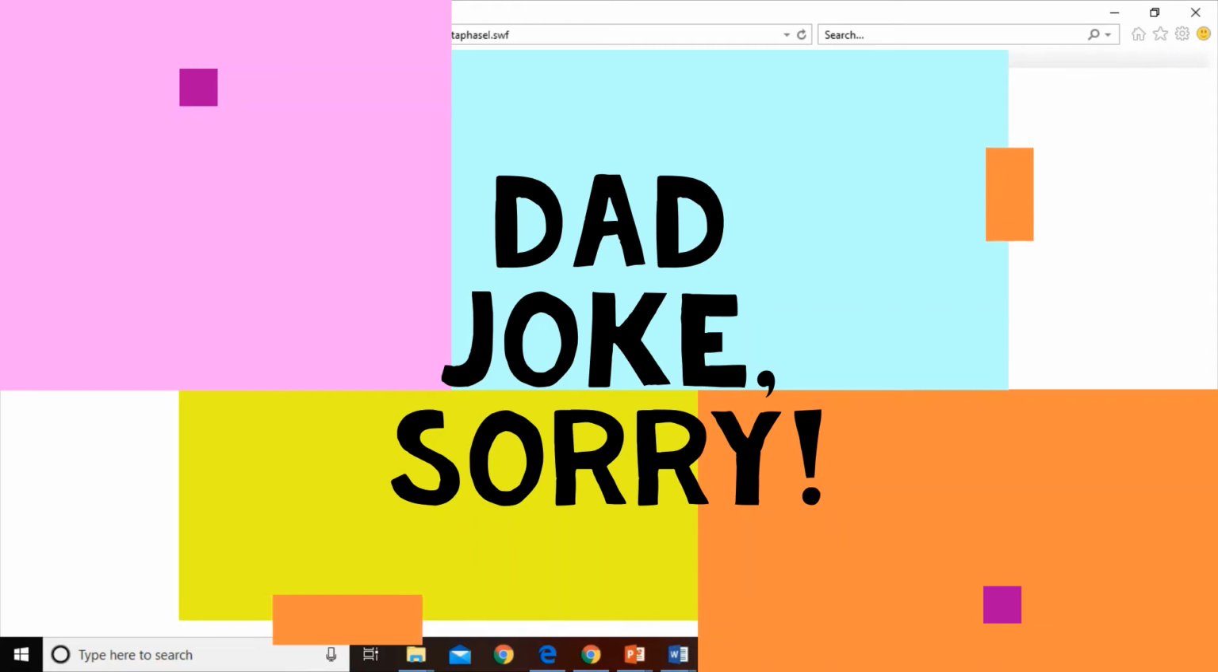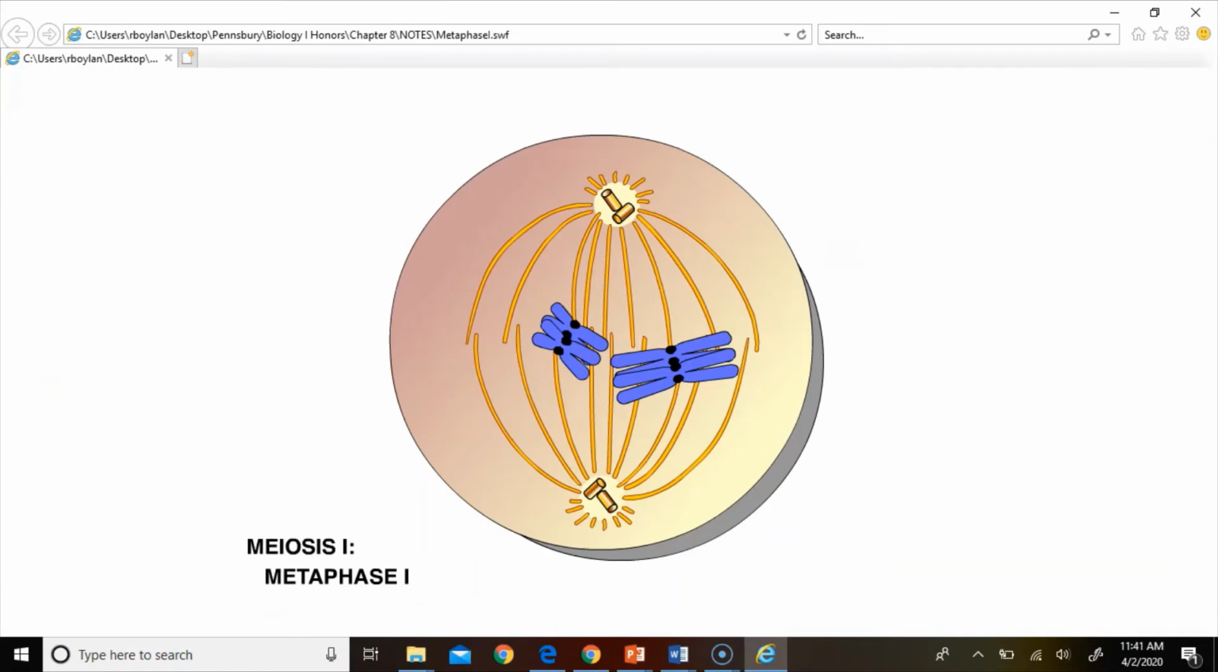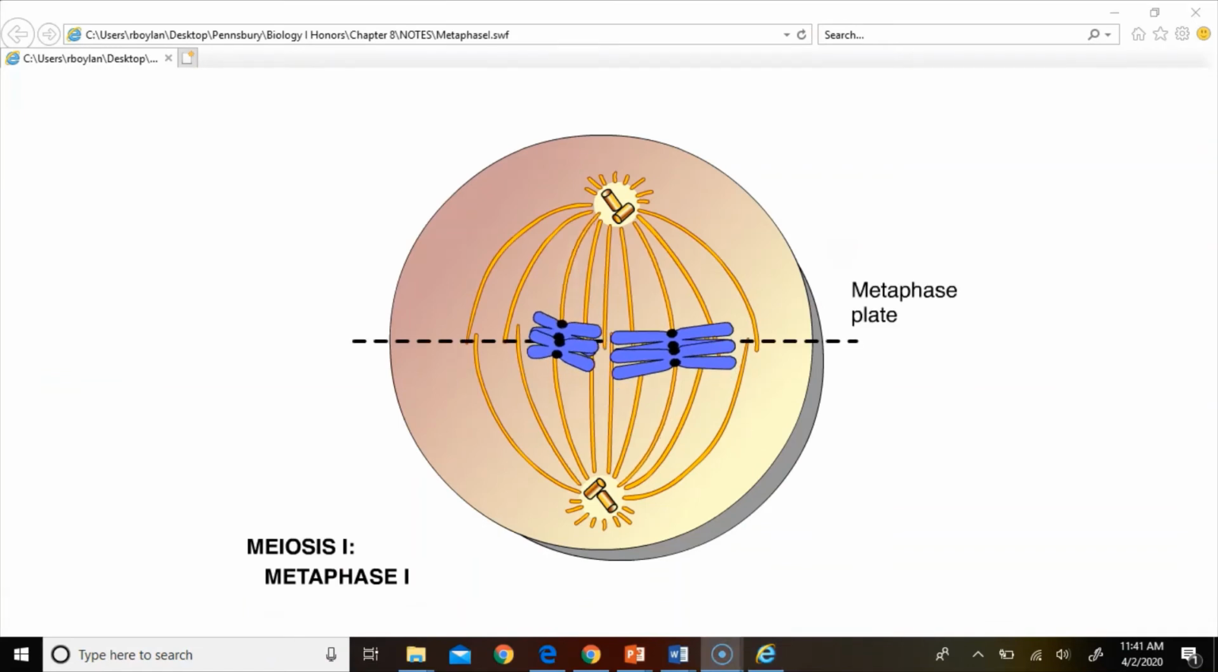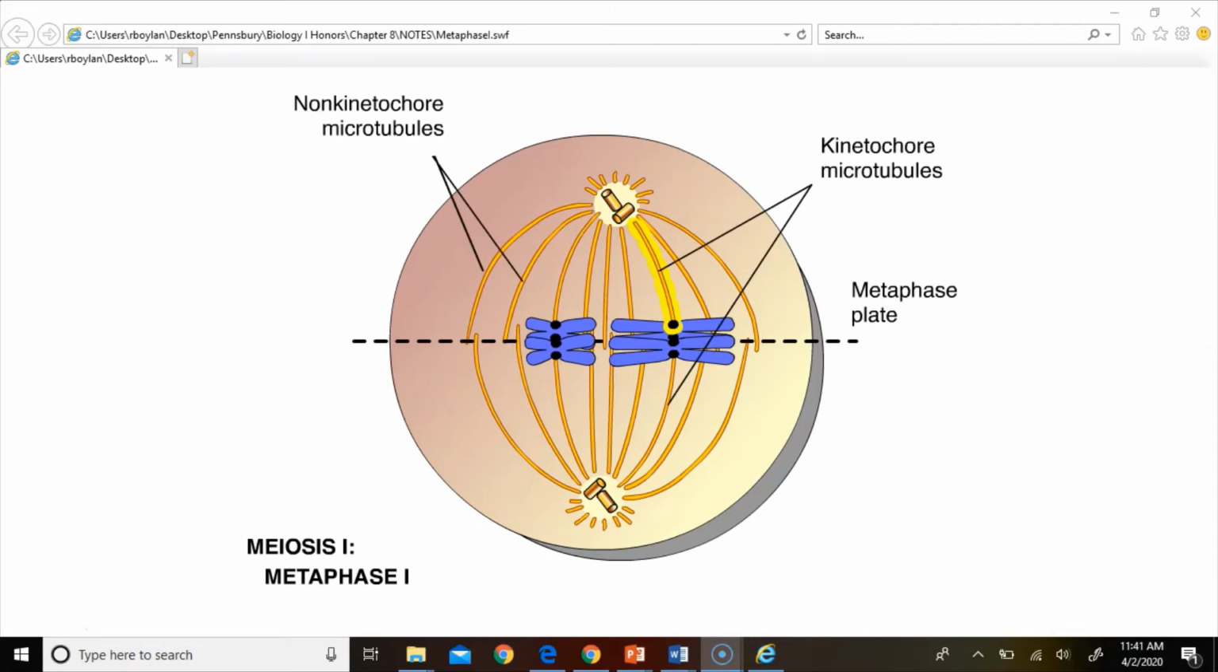All right, you're welcome. At Metaphase I, the chromosome tetrads are aligned on the metaphase plate. For each tetrad, kinetochore microtubules from one pole of the cell are attached to one homologous chromosome, while kinetochore microtubules from the other pole of the cell are attached to the other chromosome of the pair. Thus, the homologous chromosomes are poised to move to opposite poles of the cell.